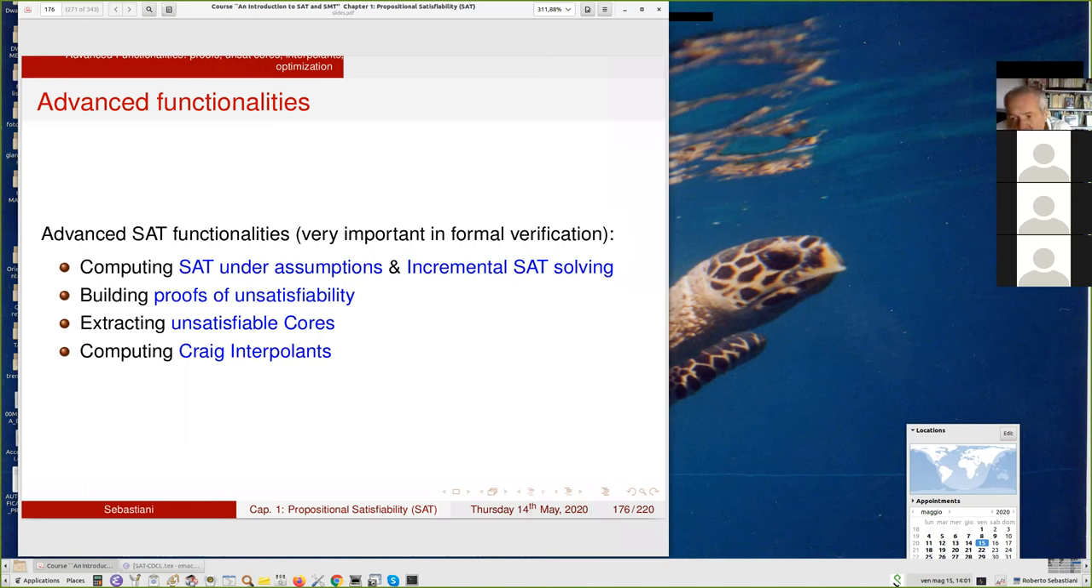Today we want to speak about advanced functionalities of SAT. The point here is that SAT doesn't work only for satisfiability, but there are some extra functions that a SAT solver can do, which are very useful in many contexts. Substantially, one is the fact that you may, in some situations, want to compute SAT under assumption. I'll explain what this means.